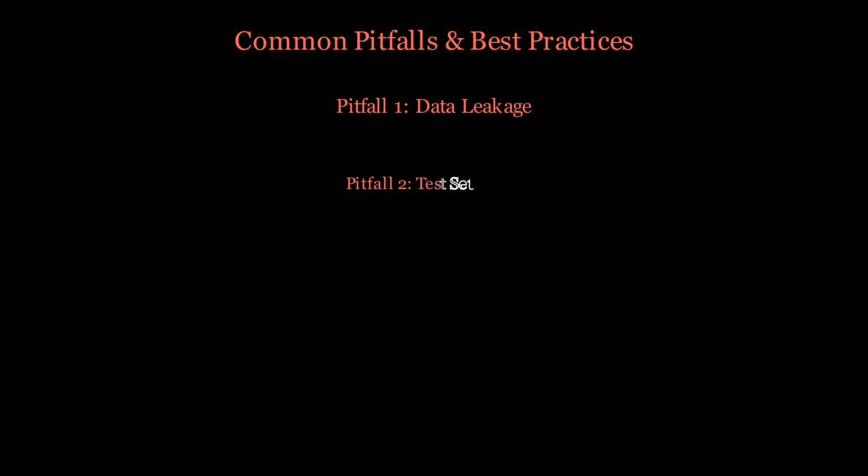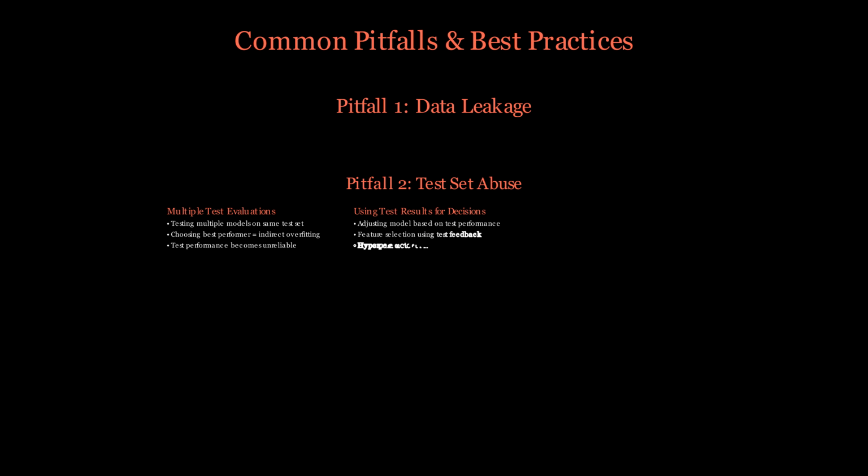Test set abuse comes in many forms: testing multiple models on the same test set and choosing a best performer is a form of indirect overfitting. You're optimizing for test performance. Using test results to make any model decisions violates the principle of unbiased evaluation. The correct approach is to use the test set exactly once, at the very end, and report results honestly without making any changes.